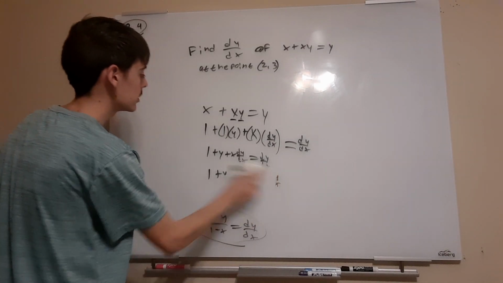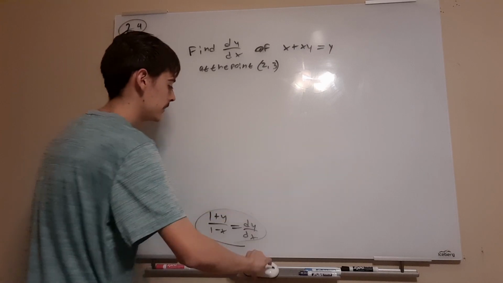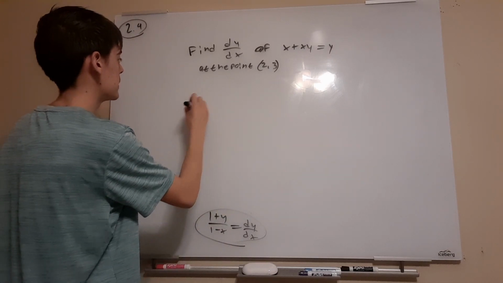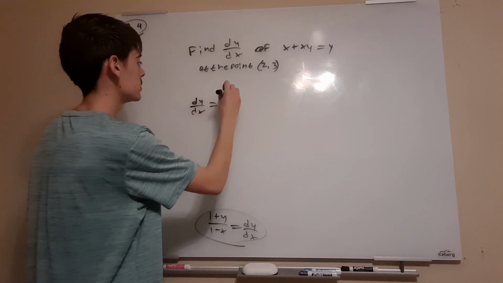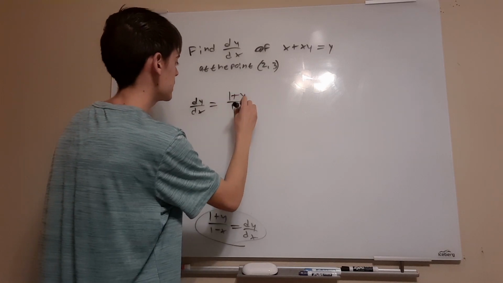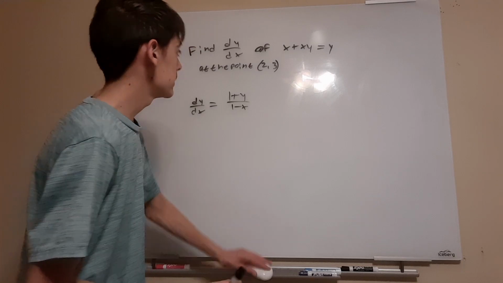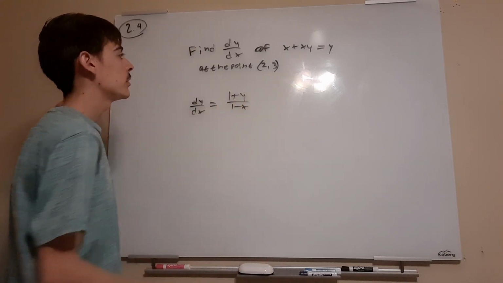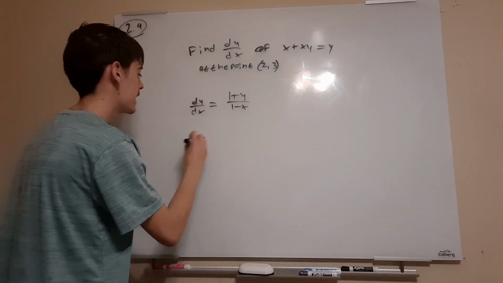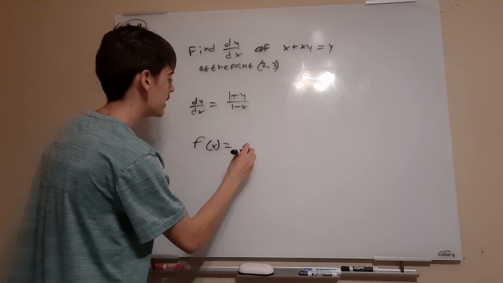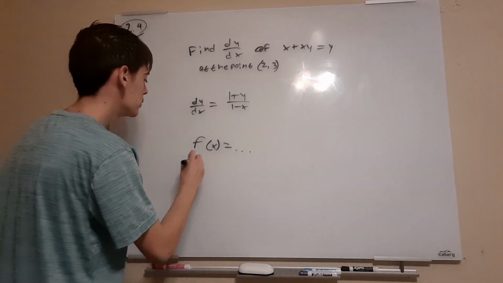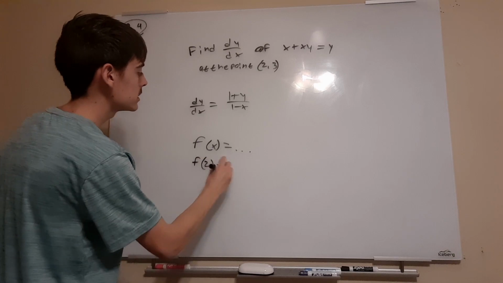So I'm going to get rid of this work. Let me rewrite the function up here. So dy/dx equals (1 plus y) over (1 minus x). And remember, we weren't just trying to find dy/dx for this one. It wanted it at the point (2, 3). So if we had f of x equals blah, blah, blah, and we wanted to find f of 2, we would just write f of 2 like this.